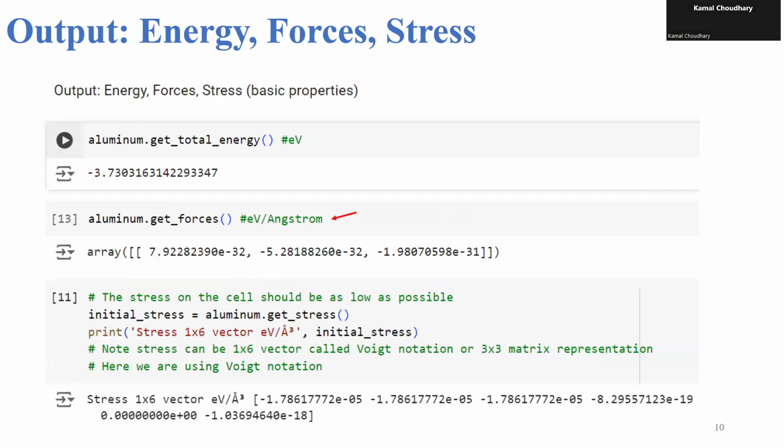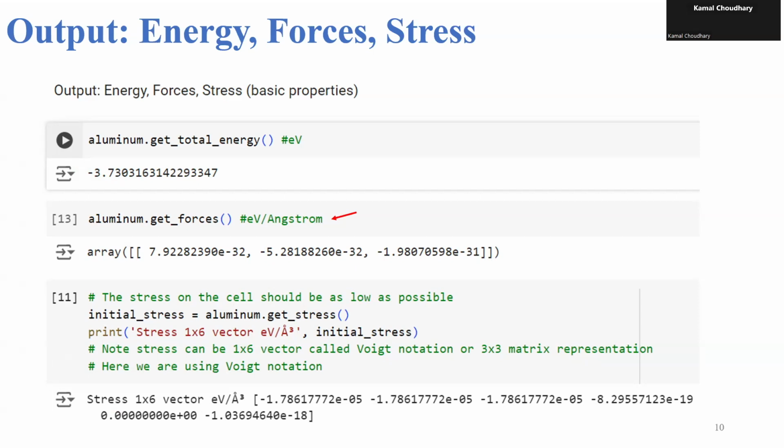Now, atomic structure is definitely an output, the converged atomic structure, but other important outputs are energy, forces, and stresses. GPAW allows you something called aluminum.get_total_energy. Aluminum here is just a variable that holds the atomic structure, and get_total_energy is a function that we defined in the first module of programming. So we got the total energy as minus 3.73 electron volt.